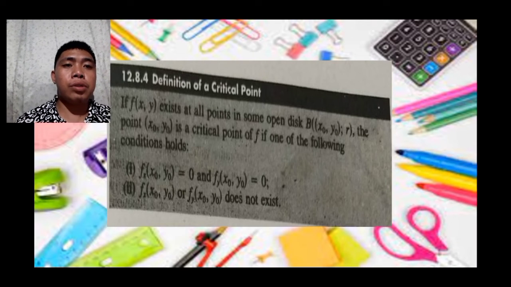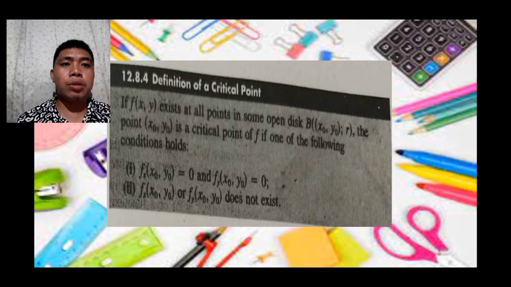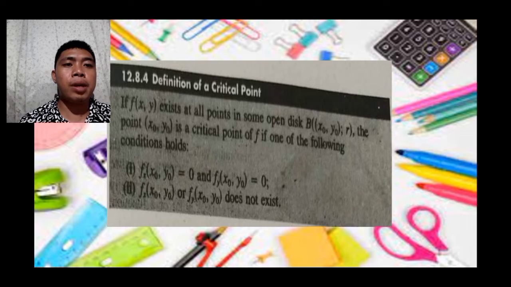12.8.4 Definition of a critical point. If f sub x and f sub y exist at all points in some open disk D containing (x sub 0, y sub 0) in R squared, the point (x sub 0, y sub 0) is a critical point of f if one of the following conditions holds.